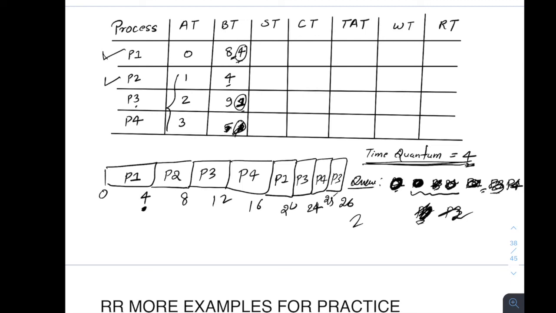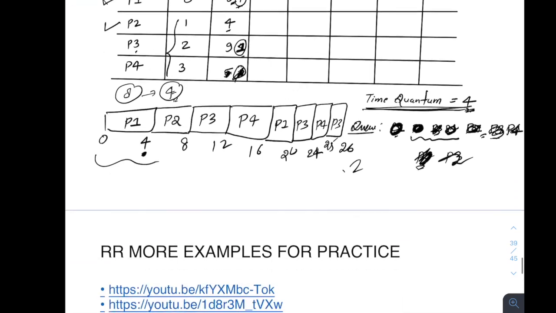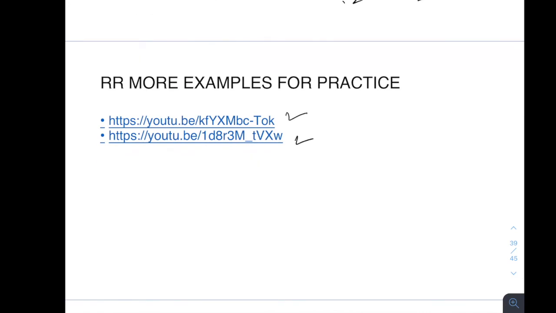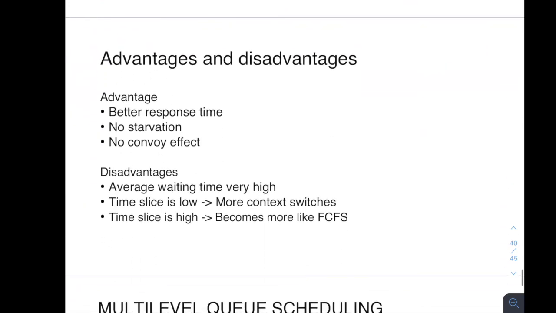Now you understood what I did here, right? I only schedule a process for the time quantum. If the burst time was 8, I only gave it 4 units, and I'm using a FIFO queue here because the time quantum is 4. I'm giving only 4 units of time here. And there are more examples here for round robin if you want to practice.